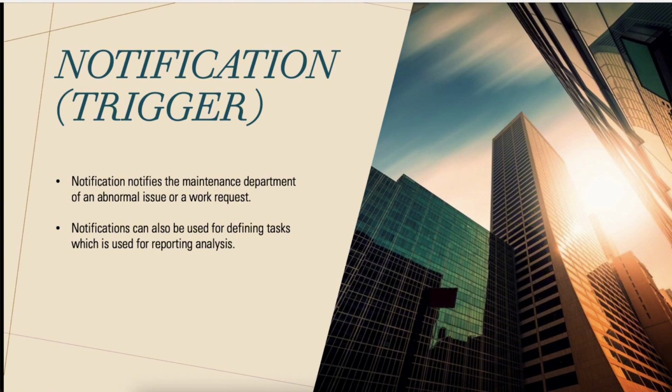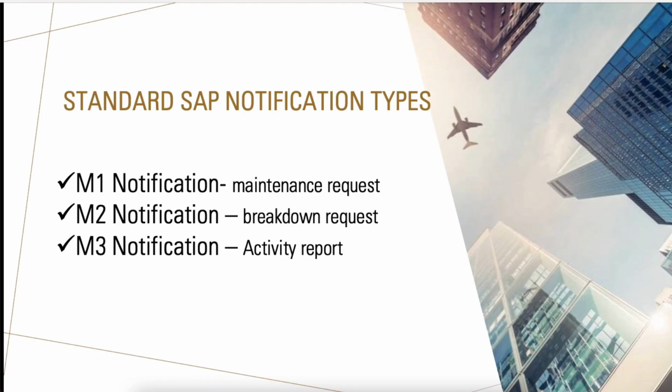All right. So we have notifications. What these notifications do is to trigger. It is to inform a particular maintenance department that this issue has occurred, or we have this work request that has to be given attention. Also, we can use these notifications to define our task, which will be used for reporting analysis. And I'm going to explain more on this in the next slide.